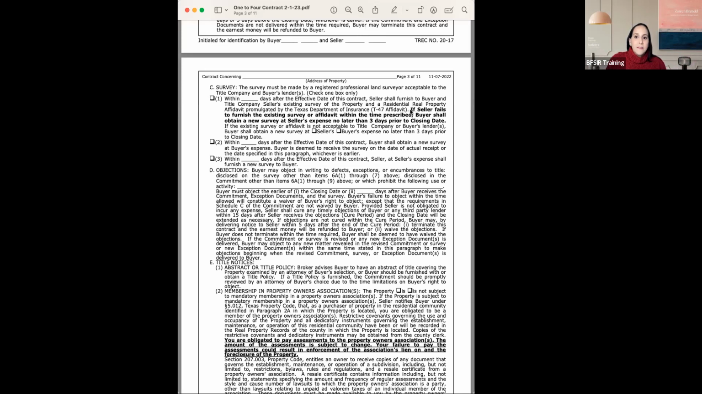One thing to point out, and this is in bold and conspicuous language for all of us, which always means we should pay attention: If seller fails to furnish the existing survey or the affidavit within the time prescribed, buyer shall obtain a new survey at seller's expense no later than 3 days prior to closing date.